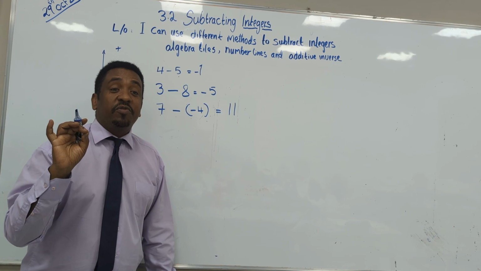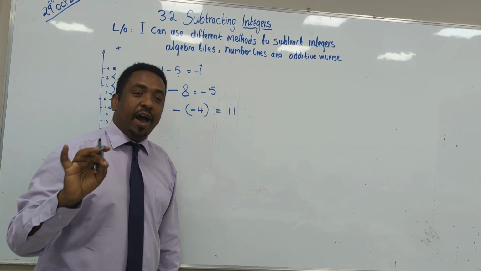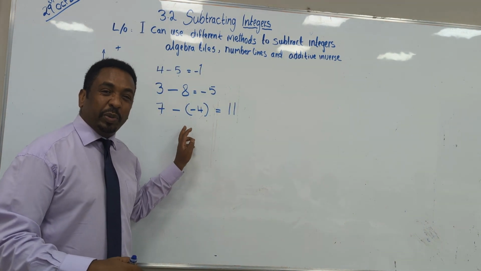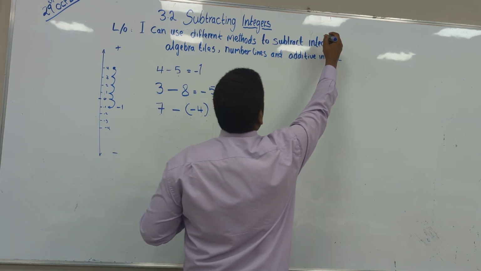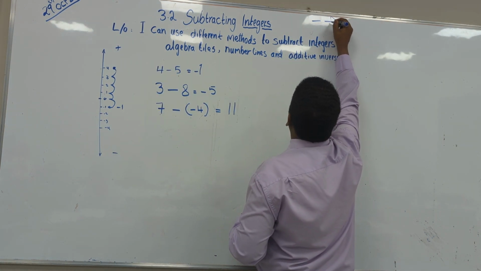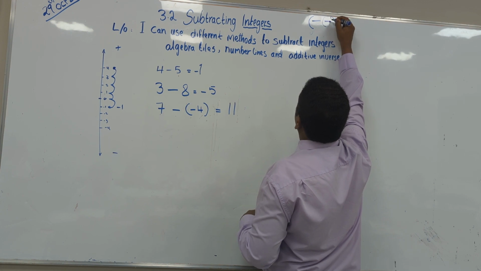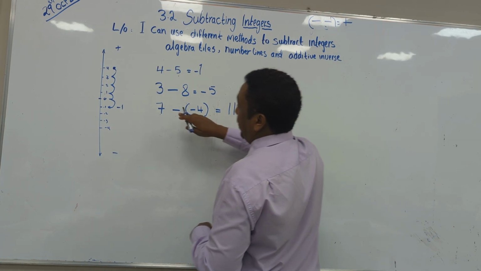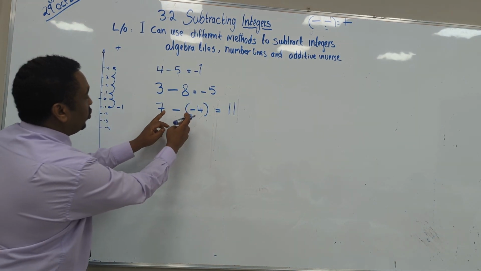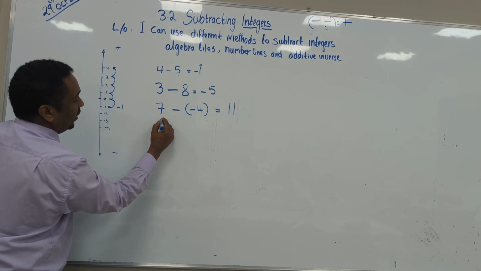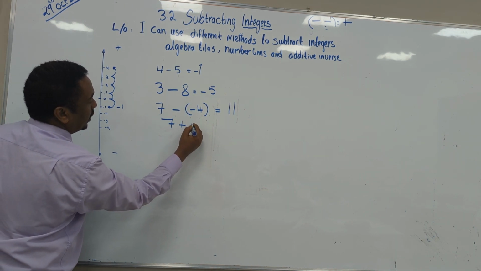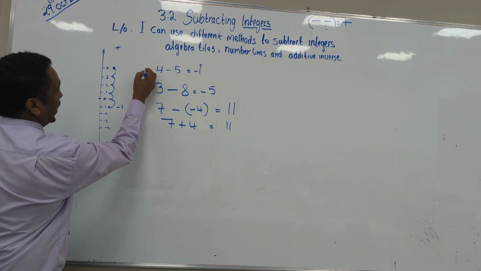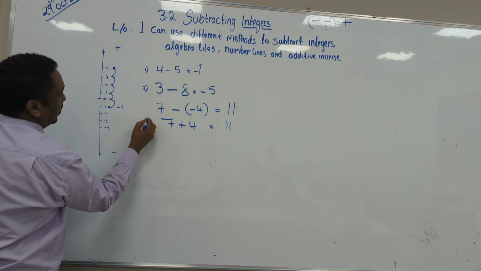Right. So this is one piece of information that you need to learn. If we have two negatives next to each other, it doesn't matter if there's a bracket between them. Every time you see negatives next to each other, they become positive, they become plus. So the first thing you need to do is replace these two negatives with a plus. So that becomes 7 plus 4, which gives you 11. So this is number 1, number 2, number 3.